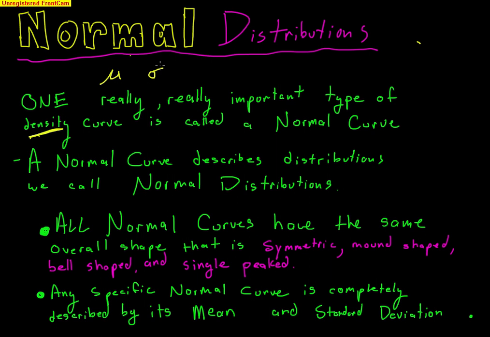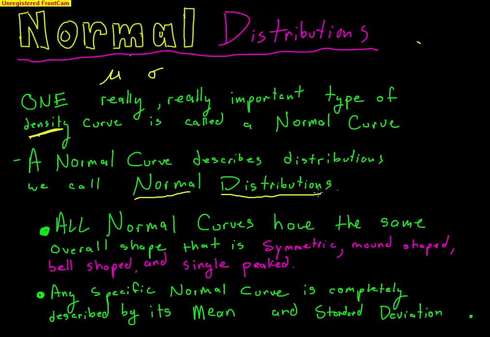So first off, a normal curve describes distributions that we call normal distributions. So in order to use a normal curve, you must be a normal distribution. So you see the word normal a lot. Now, a couple of characteristics of normal distributions. First off, all normal curves have the same shape, and that is symmetric, mound-shaped, bell-shaped, and single-peaked. So all of them have that same shape. There's not two normal curves that look completely different. They're all symmetric, they're all mound-shaped, and they are all bell-shaped. Bell-shaped is kind of that mound-shaped, just another word.